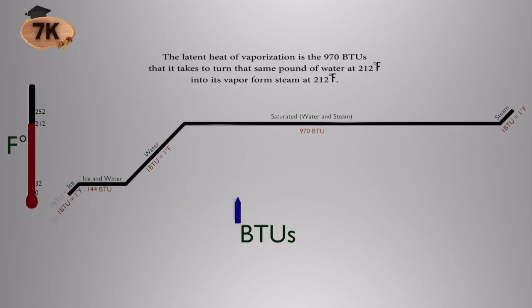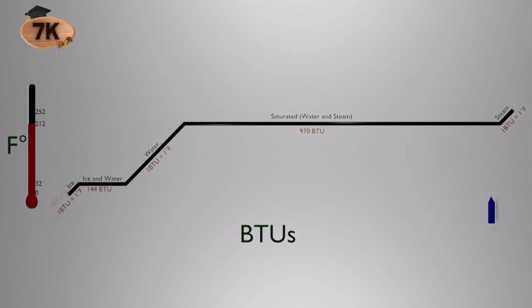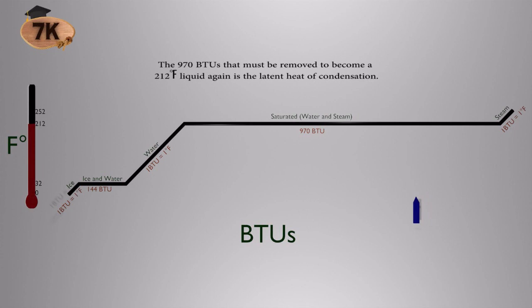The latent heat of vaporization is the 970 BTUs that it takes to turn that same pound of water at 212 degrees into its vapor form, steam, at 212 degrees. The 970 BTUs that must be removed to become a 212-degree liquid again is the latent heat of condensation.